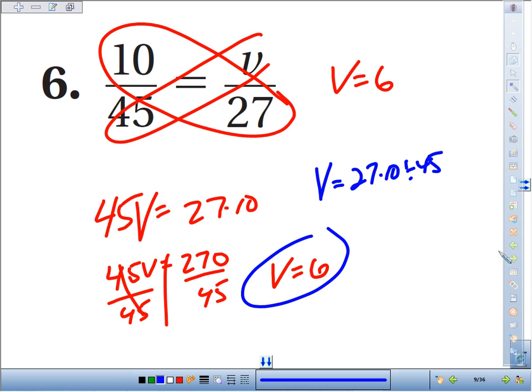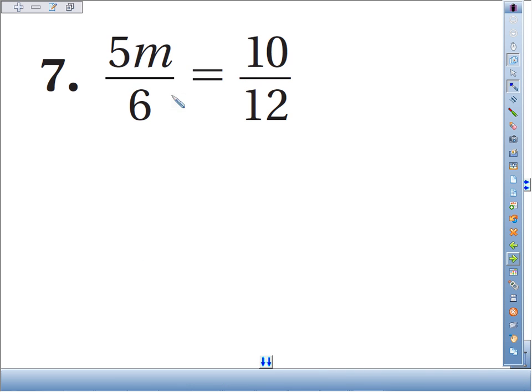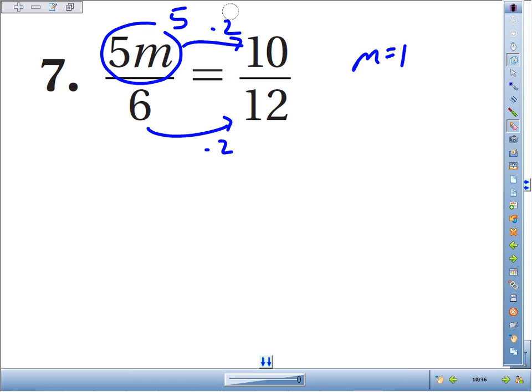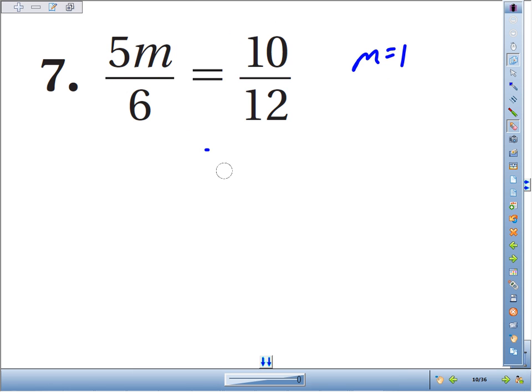Then we look at 7. In this case, we know that 6 doubled is 12. What doubled is 10? Well, 5 doubled is 10, so 5 times what gives you 5? M would have to equal 1. But that's some mental math. Let's see if we can do it using cross products.